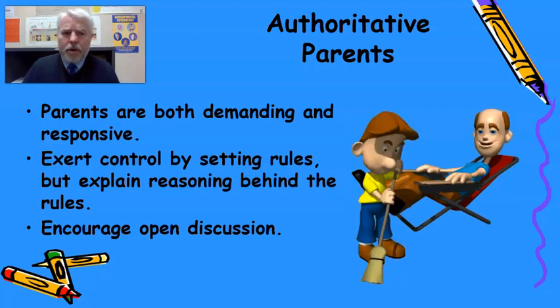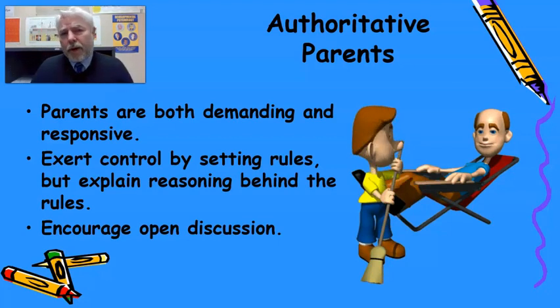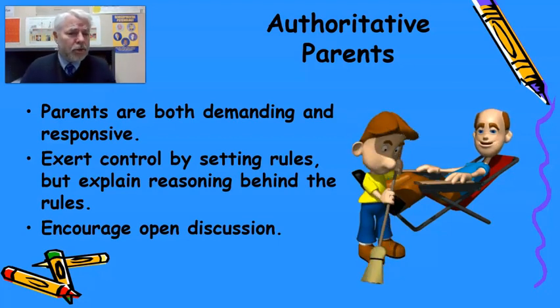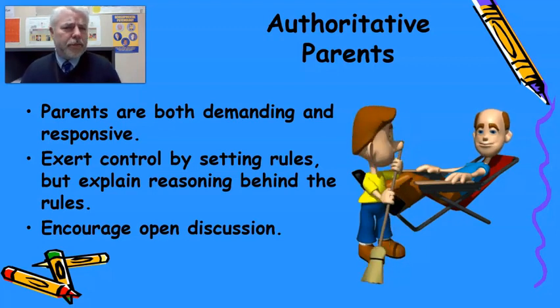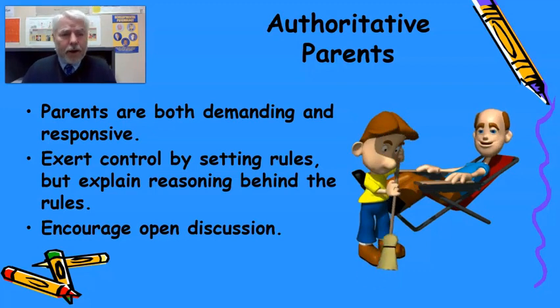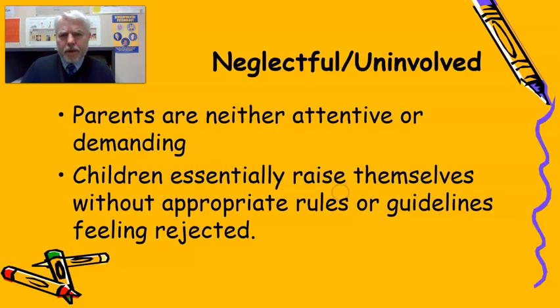Authoritative parents are both demanding but also responsive to the needs of their children. They do exert control by setting rules and boundaries, but they also explain the reasoning behind these rules, and they encourage open discussion in changing the rules when appropriate. So this is a more democratic style of parenting, but still requiring limits. And then there's the neglectful or uninvolved parent. These are parents that are neither attentive nor demanding, and they essentially allow their children to raise themselves. They have no appropriate rules or guidelines and often feel rejected and emotionally distant.